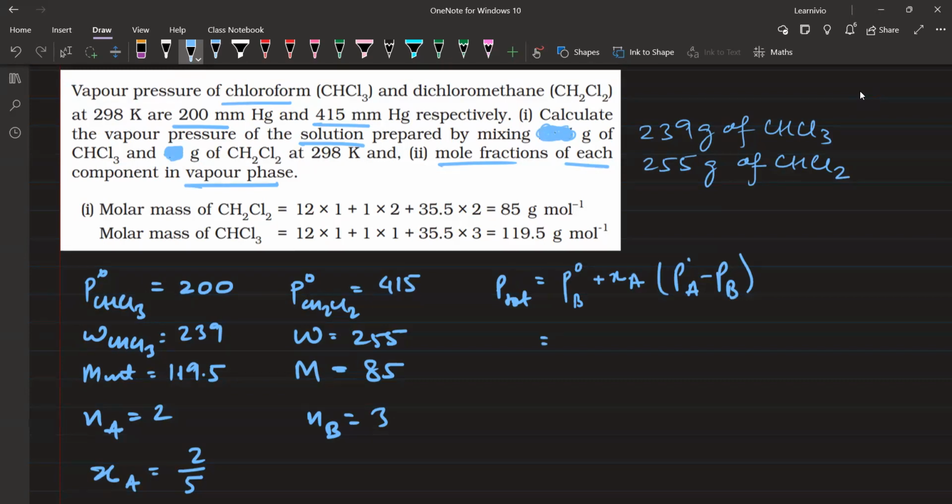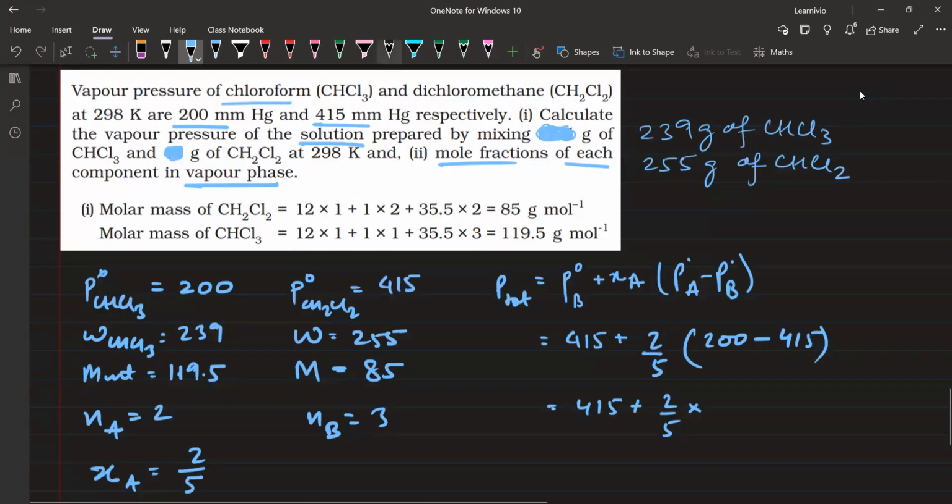So P total is equal to P naught B, that is 415, plus 2 by 5. 2 by 5 is 0.4, but let's keep it as 2 by 5. Multiplied by P naught A minus P naught B. P naught A is 200 minus P naught B is 415. 2 by 5 multiplied by, this will be equal to how much? 185. No, not 185. 215.